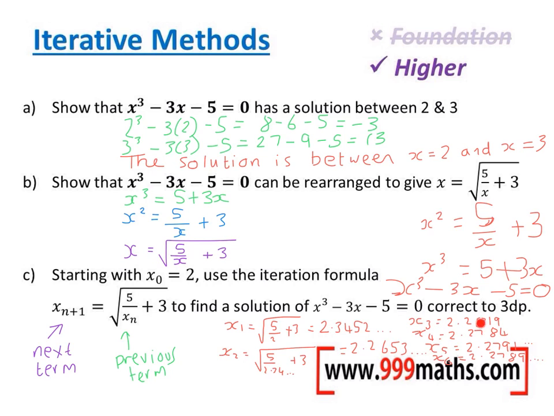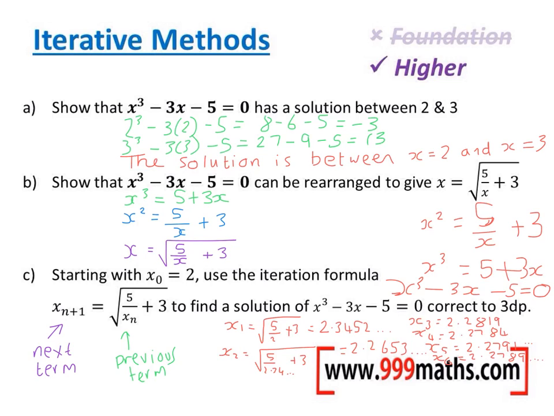So x3 is shown here, 2.2819, x4, 2.2784, x5, 2.2791, and x6, 2.2789. Now I keep carrying on until I end up with 2 terms which round correctly to 3 decimal places. I've written down 4 decimal places to help with this.